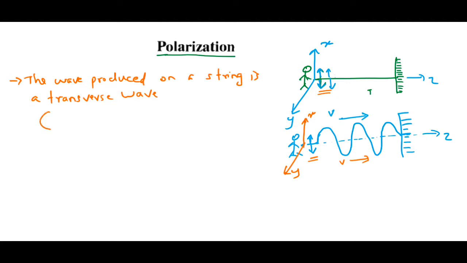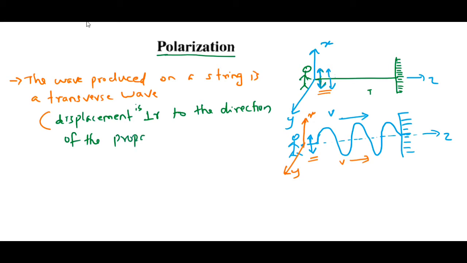Why is it called a transverse wave? Because the displacement of the string element is perpendicular to the direction of propagation. That is why this wave is a transverse wave.